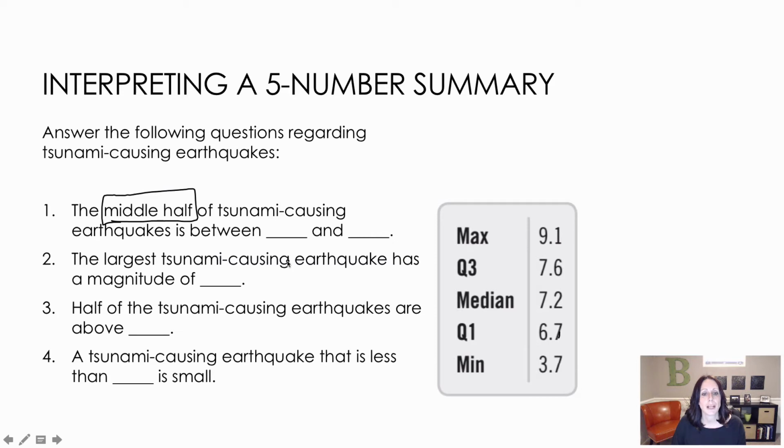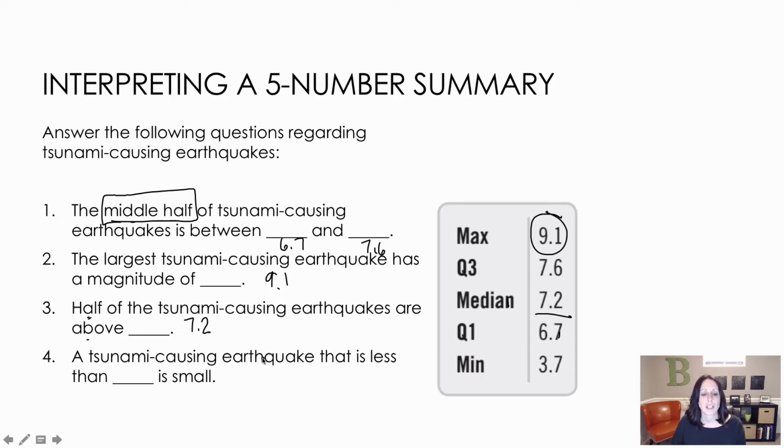The largest tsunami causing earthquake has a magnitude of what? Well, that would be whatever our max is, which is 9.1. So 9.1 here, this was 6.7 and 7.6. Half of the tsunami causing earthquakes are above what? Well, half above means that I'm looking at the median, the 7.2. So half of them are above the middle value. So middle half is between Q1 and Q3. Largest would be our max. Half above would be above the median, so up here, all of this stuff.